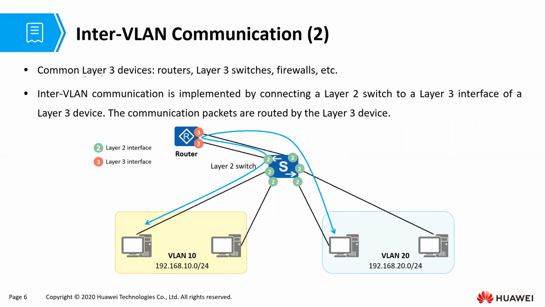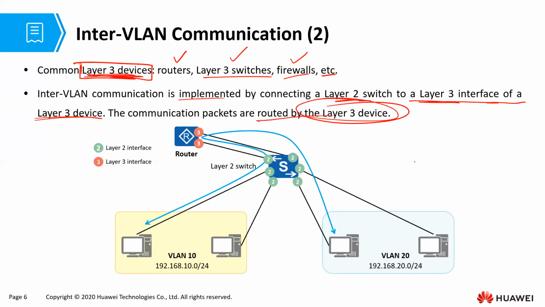But mostly, it is definitely going to be some layer 3 capable device. The main one is the router, but we also have layer 3 switches today, and firewalls are also capable of layer 3. Any device that is capable of layer 3 will do. Inter-VLAN communication is implemented by connecting a layer 2 switch to a layer 3 interface of a layer 3 device, which can be a layer 3 switch, a router, or a firewall. The communication packets are routed by the layer 3 device.